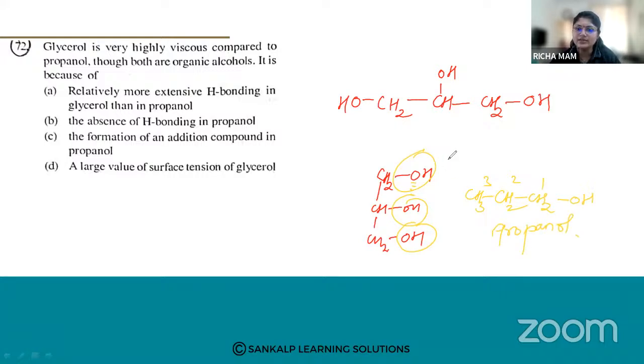When you see this structure and that structure, there are more hydroxy groups in glycerol, so it can form extensively higher hydrogen bonding than propanol. Because of that, glycerol is highly viscous as compared to propanol. Mehak, Vamshi Krishna and Varun Raj have also answered A. Navyashri, Tasmiya, Madan, Bhuvan, yes. Okay, let us go for the next one.